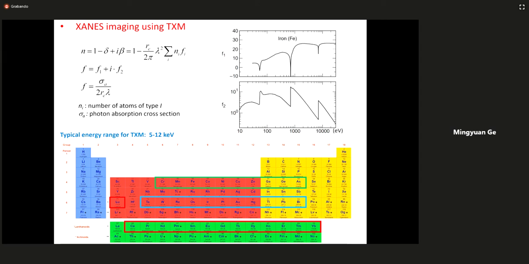Like the X-ray absorption spectrum you have learned in your previous lecture. So for real experiments, like the TXM, the transmission X-ray microscope at beamlines, we have an energy range around 5 to 12 keV, but different facilities have different ranges, which can maybe extend lower and higher. So this energy range really covers a lot of materials in the periodic table, like the transition metal group and also the rare earth element group. So for all these elements, we can use X-ray imaging to look at the electronic structure of a material, not only the morphology.